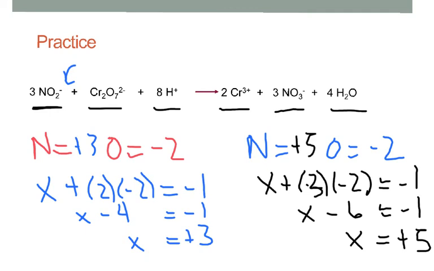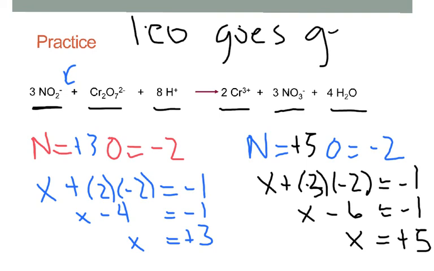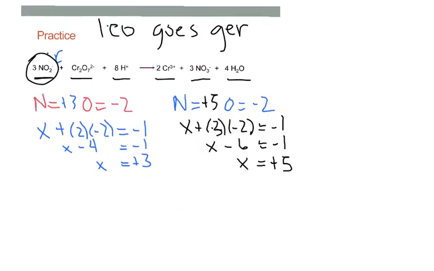If nitrogen got more positive, it lost electrons. So it lost 2 electrons in this chemical reaction. If nitrogen lost electrons, remember our mnemonic, LEO goes GER. Loss of electrons is oxidation. So nitrogen is oxidized in this reaction. And if nitrogen is oxidized, I bet that chromium is reduced. So let's show that. I'm going to shrink all this so that we can do that.